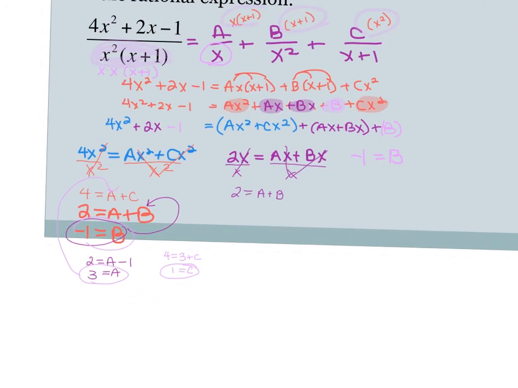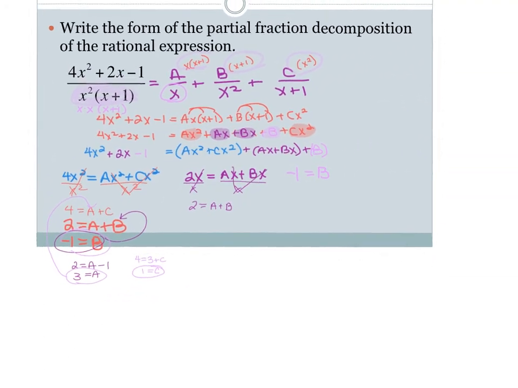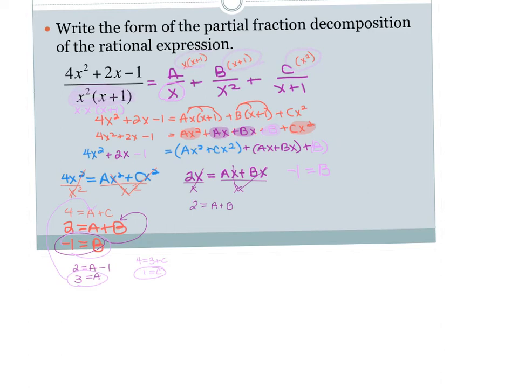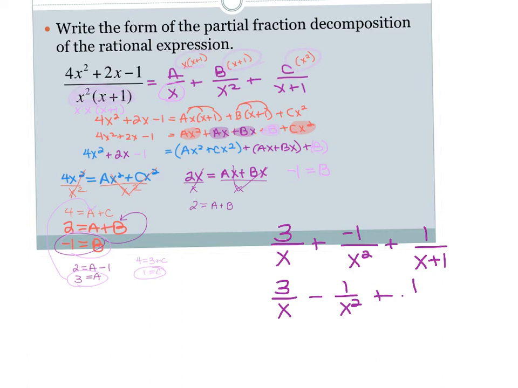And my whole goal with these questions is to find the numerators that would match with that fraction in the beginning. So I'm going to take them and plug them back in. So a is 3, b is -1, and c is 1. And then remember, we don't want a negative in the top, so we're doing 3 over x minus 1 over x squared plus 1 over x plus 1.